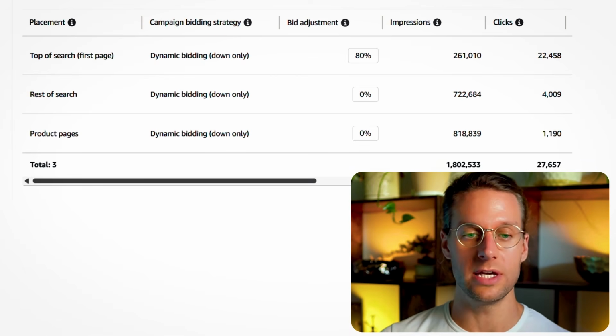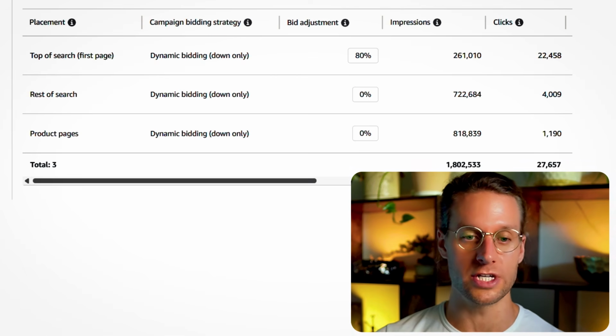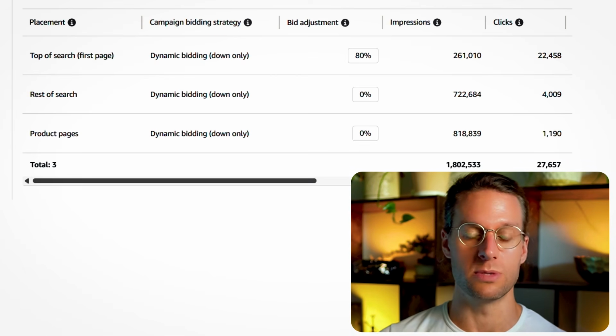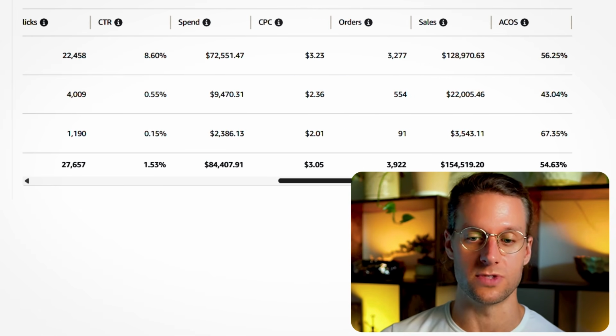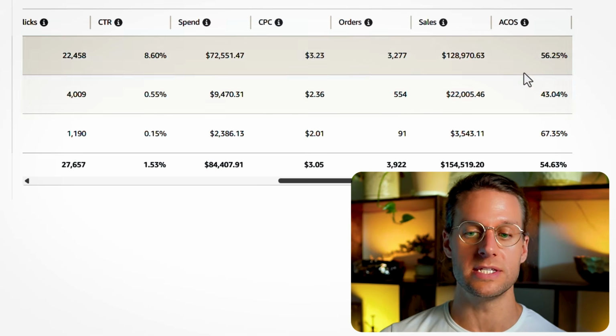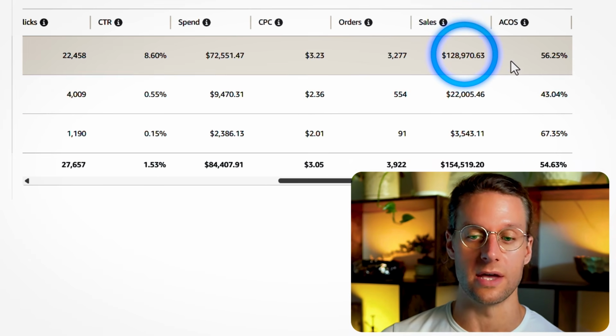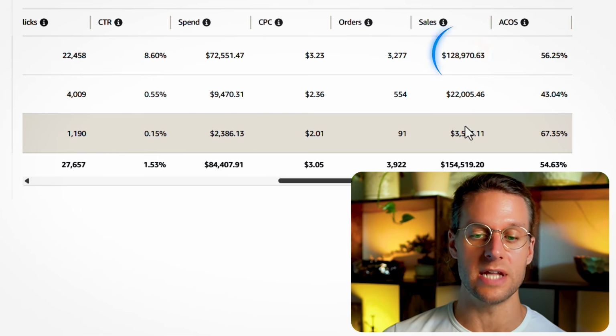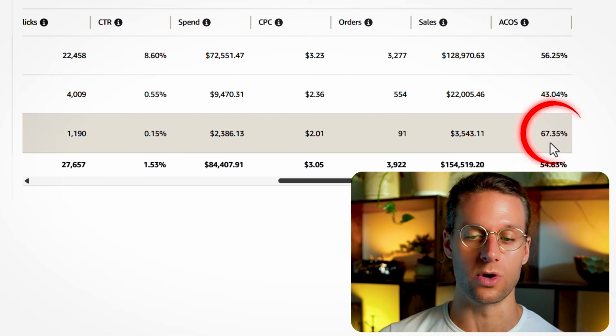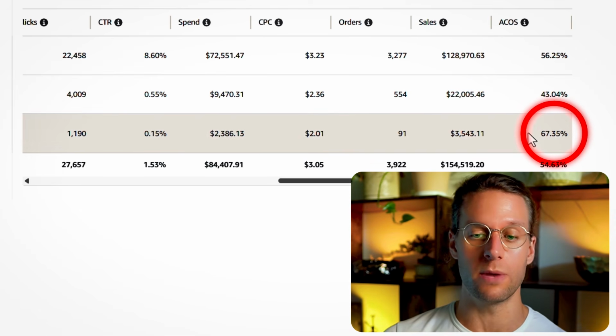So here, similarly, you guys are gonna see some patterns here. We're gonna go to bid adjustments first. This is potentially the most important thing. And we're gonna take a look at our 3 main placements, top of search, rest of search, and product pages. And what you'll see is that top of search is getting a lot of the sales here, a majority of the sales. And product pages is not getting that many sales, and it's also the worst ACoS. So we really don't wanna boost product pages.